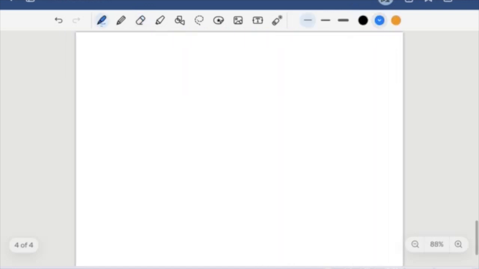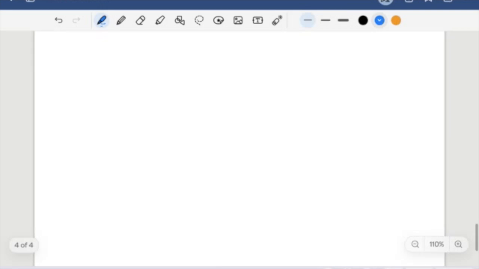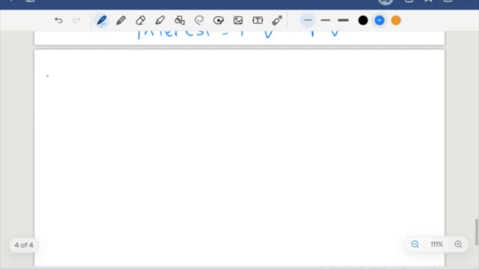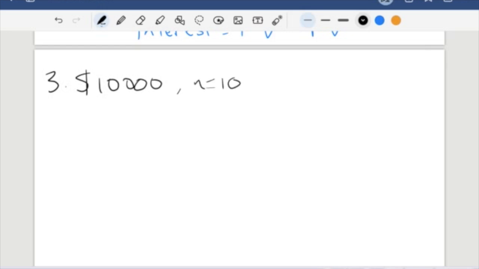So, with that in mind, now that we understand how our interest is going to work, if we try a question, let's say someone invests 10,000 over 10 years at a rate of 7.5%. Okay, first of all, there are going to be two parts here. First, we want to find the future value, and then we want to find the interest.